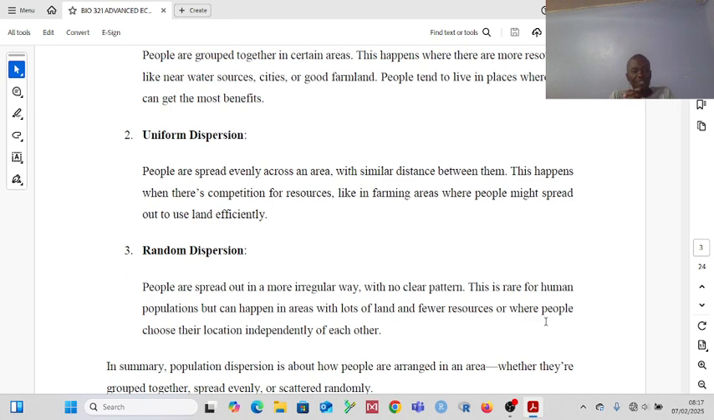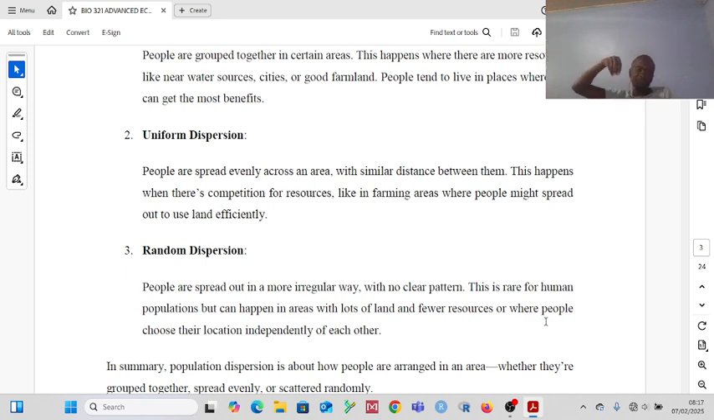Okay? So for human populations, random dispersion can be fairly rare. But it might happen in areas where there is a lot of land and very few resources. So there is nothing that will attract you to go and live together. Okay? So land is large, especially in areas like Turkana or Masai, where individuals don't own land. Land is communal. So you can live anywhere within that particular land. So in such a case then, you'll find people living randomly.